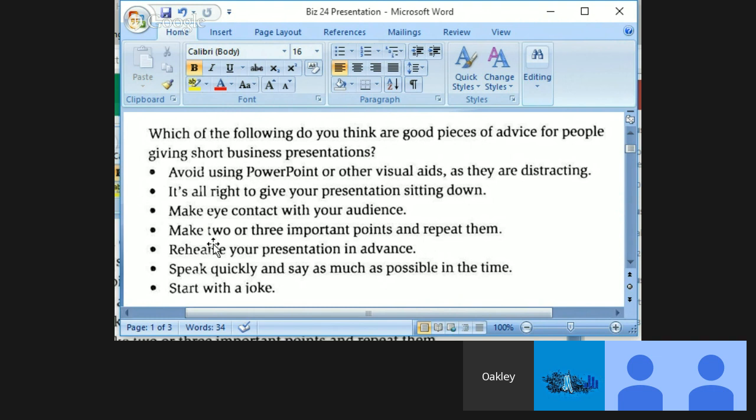Okay. Mustafa, how about the next bullet point? Okay, make 2 or 3 important points and repeat them. What? It depends on your subject of presentation. It depends on your subject.